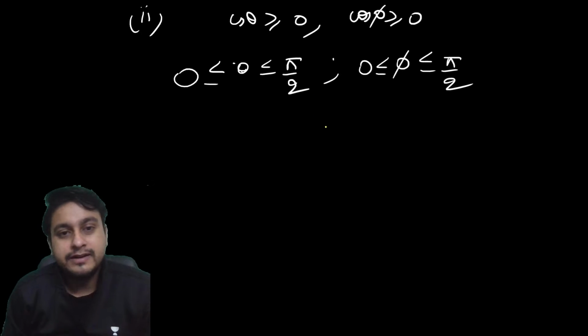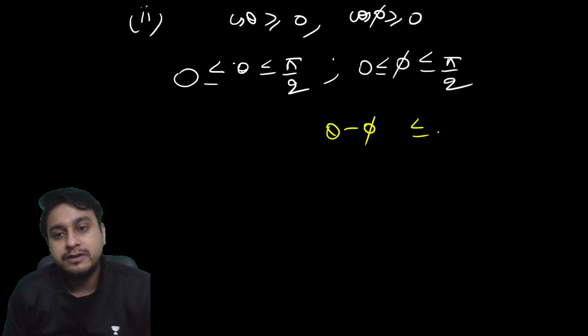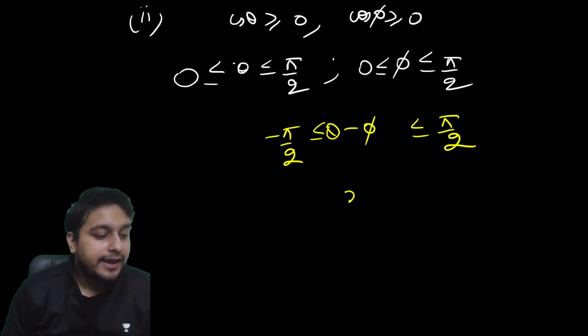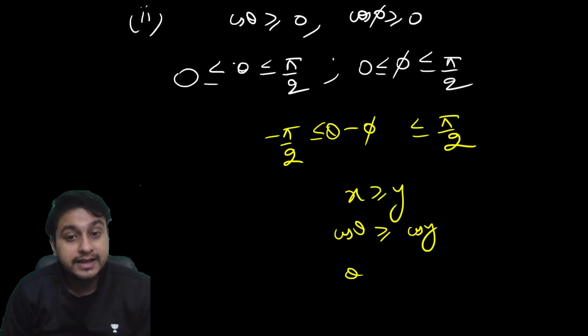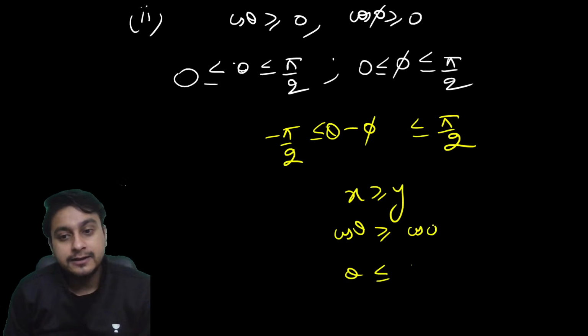So guys, from here we'll definitely say that theta minus phi will be between pi by 2 and minus pi by 2. Also we have one condition that x is greater than or equal to y. That means cos theta is more than cos phi. That means theta will be less than phi, right? Because that's a reversal. If cos theta is more than cos phi, we'll get theta less than phi, right?